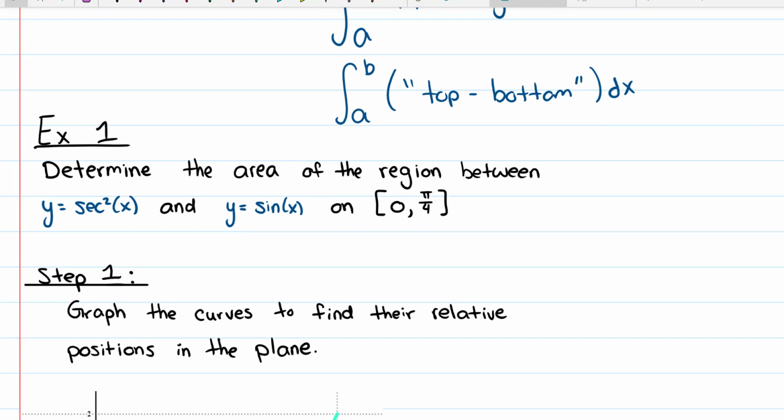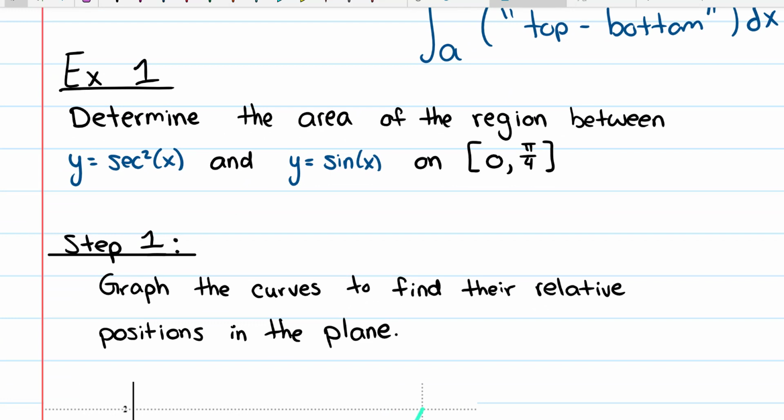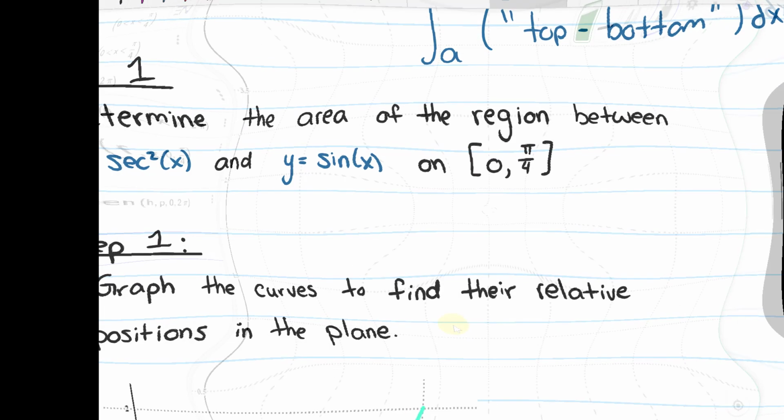Example 1. Determine the area of the region between y equals secant squared of x and y equals sine of x on the interval 0 to pi over 4. So step 1 is to graph the curves to find their relative positions on the plane. We do this to determine which one's going to be the top function and which one's going to be the bottom function, or which one's f and which one's g.